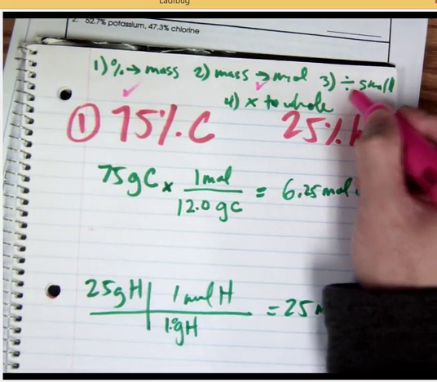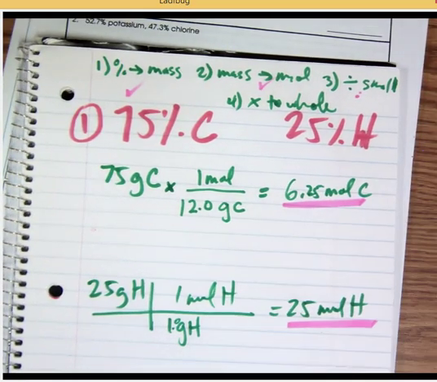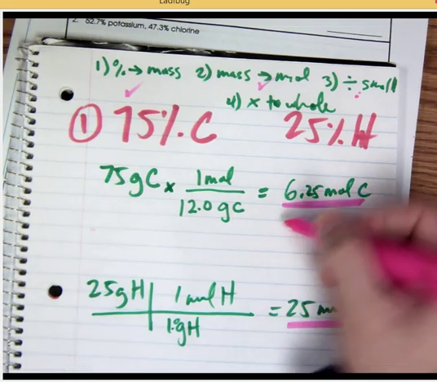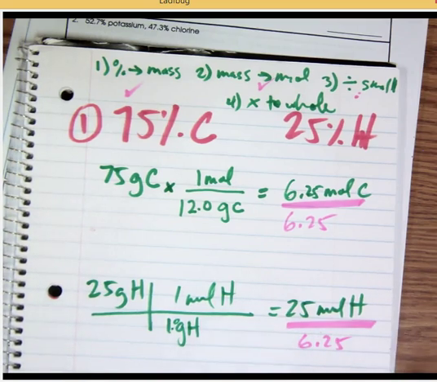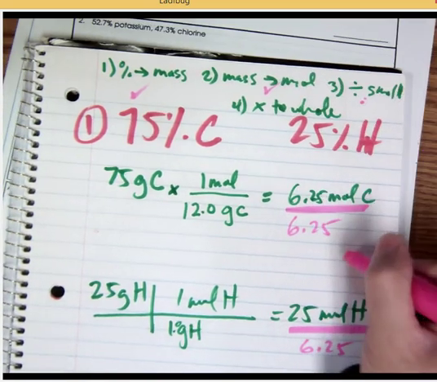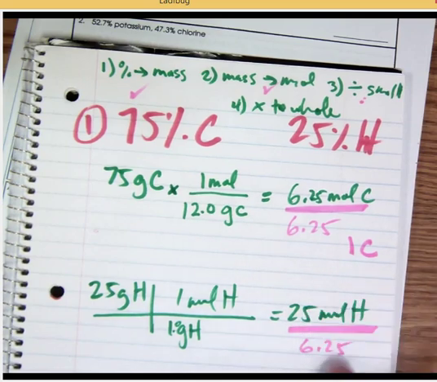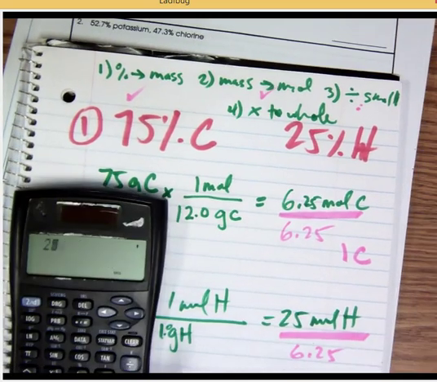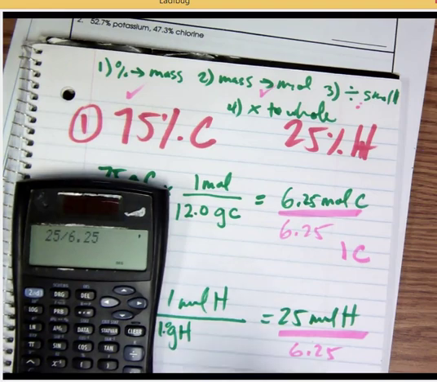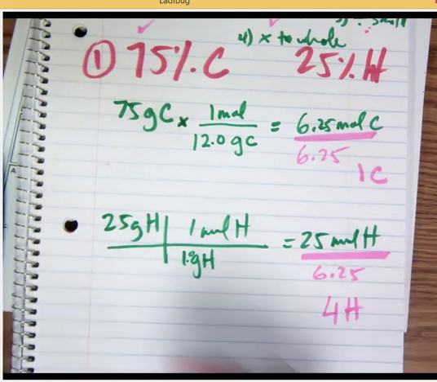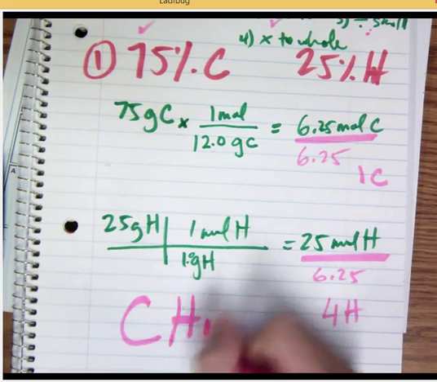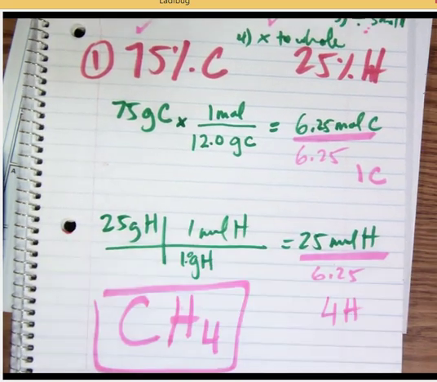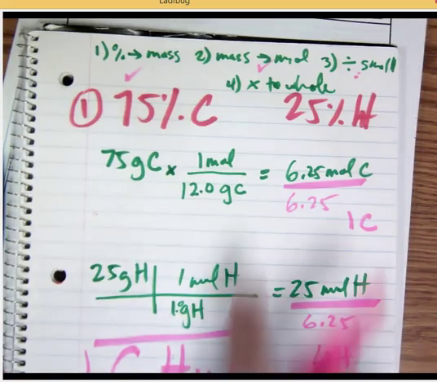Divide by smallest, so which of these 2 is the smallest? 6.25. So we divide by 6.25. Then we divide that, we get 1 carbon, and we get how many hydrogen? So 25 divided by 6.25, you get 4 hydrogens. Okay? So keep that in mind. 1 carbon, 4 hydrogens. And so you write your formula, 1 C and 4 hydrogen, CH4. That is your empirical formula. Okay? On step 4, it says multiply to whole.